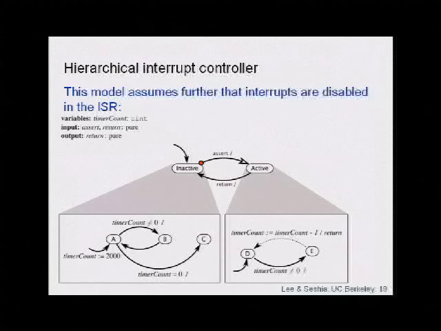Now, one of the things in this model is that we assume that in the ISR, interrupts are disabled. Because as you'll note here, the ISR state machine doesn't check for any new interrupts happening. So this model is not keeping track of the fact that there could be another interrupt with a higher priority that could preempt the ISR, for example.